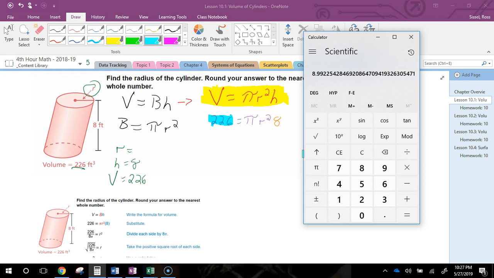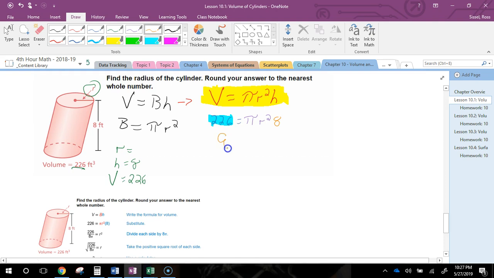Now I can go ahead and round this, and it's going to come out the same. I'm going to round to my nearest whole number. This is going to be about 9. And we'd have r squared equals 9. And of course we square root to get rid of the square, and I would get 3. And I would get my answer. My radius is approximately 3 feet.